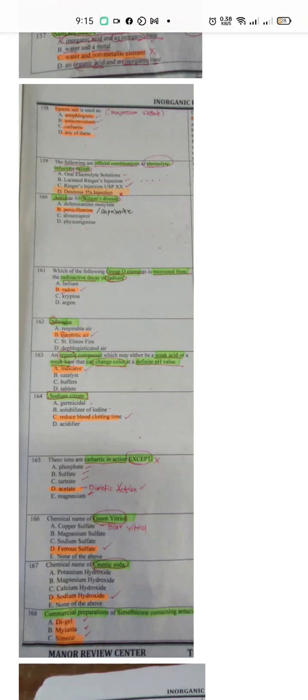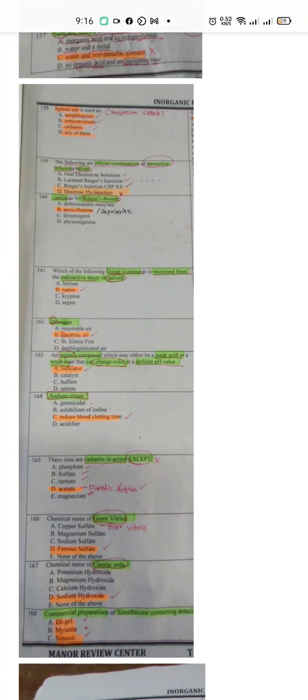Number 167, chemical name of caustic soda is your sodium hydroxide. The chemical name of caustic soda is your sodium hydroxide. So the use of caustic soda is only commercially in soap industry. So USP cautions to exercise great care in handling sodium hydroxide as it rapidly destroys tissue. So it cannot be used medicinally, it is an irritant to your skin and mucous membranes.